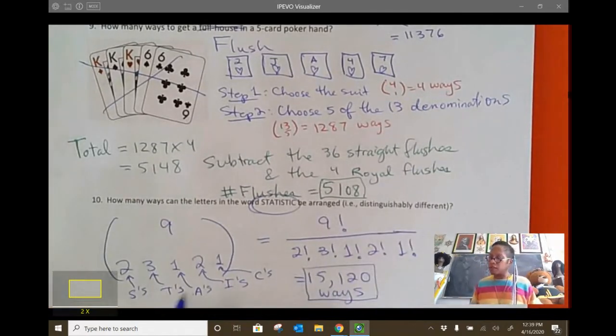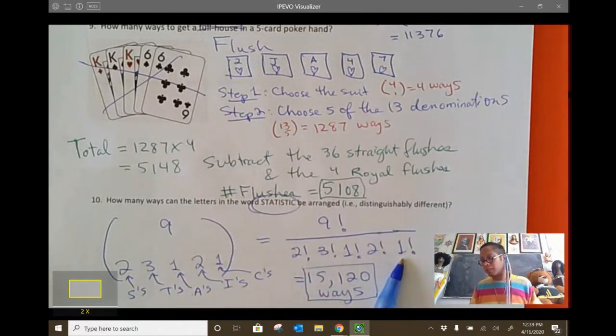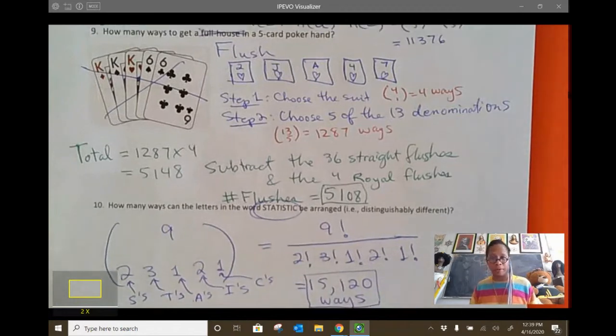Yeah, so I often get asked, do I need to write this for full credit on the quiz? Yes. Okay. Don't just write that. And then the other question, do I need to write the ones even though the ones don't do much? Yes. For full credit.